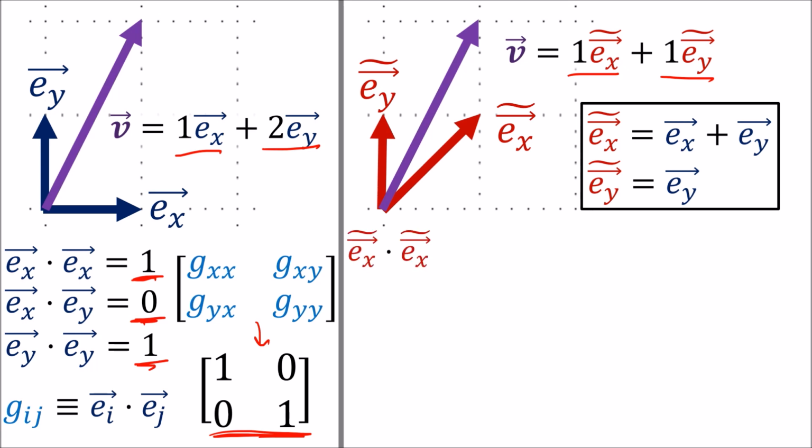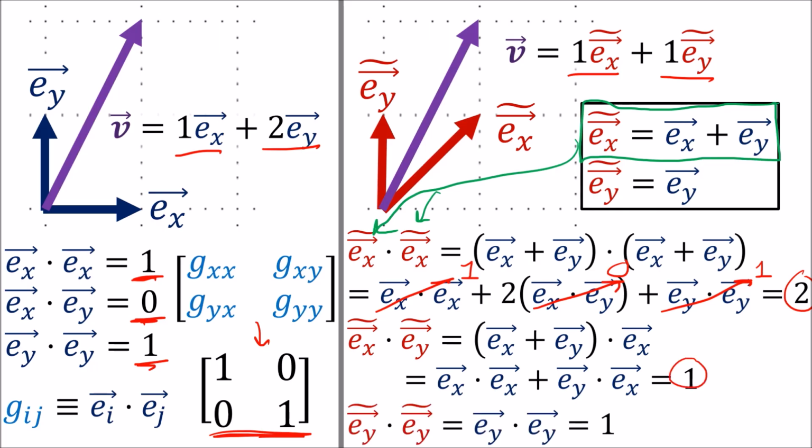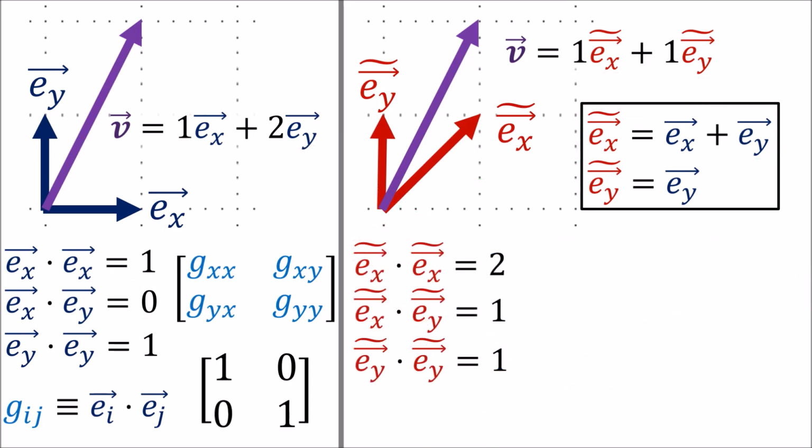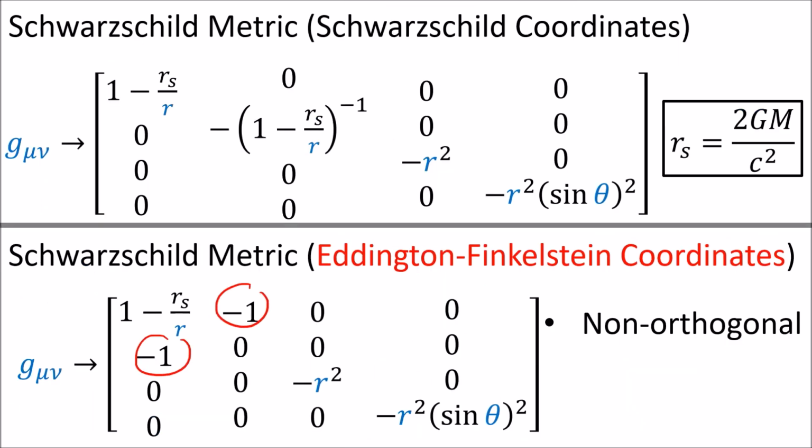We can also calculate the metric components. To get ex tilde dot ex tilde, we can just sub in this formula and distribute. And these dot products go to 1, 0, 1, and 1 plus 1 is 2. We can also compute ex tilde dot ey tilde to be 1, and ey tilde dot ey tilde is also 1. So given these dot products, we can see that the metric tensor in this basis has off-diagonal components, because this basis is non-orthogonal. And this is why we see off-diagonal components in the Eddington-Finkelstein metric. The time and radial coordinates are non-orthogonal.